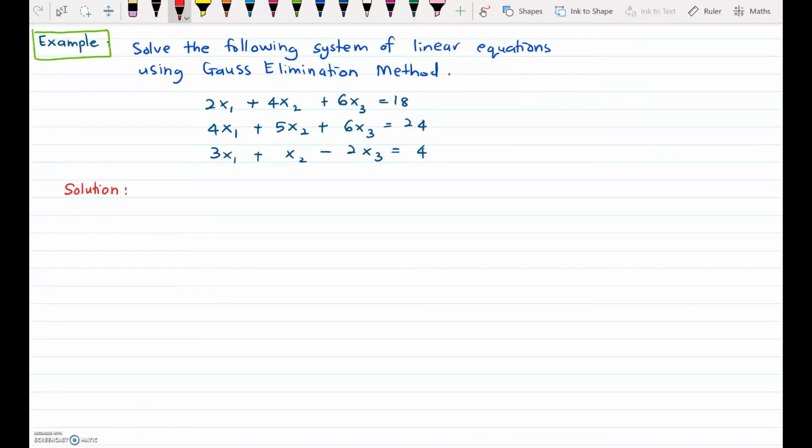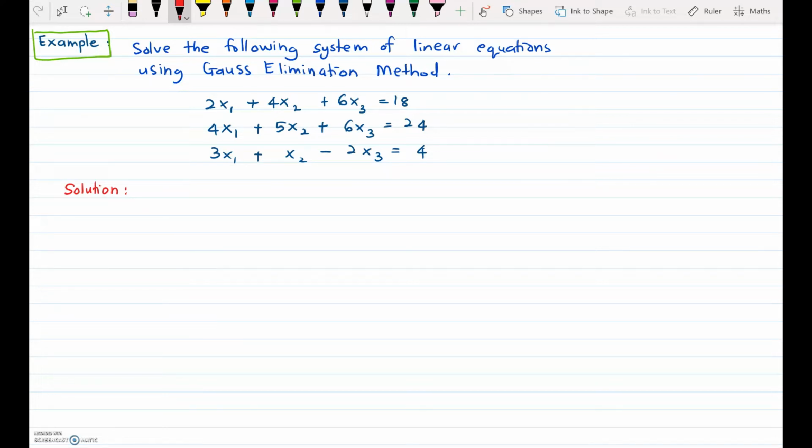Now let's look at an example. Solve the following system of linear equations using the Gauss elimination method. We have three equations with three variables x1, x2 and x3. The first equation is 2x1 plus 4x2 plus 6x3 equals 18, then 4x1 plus 5x2 plus 6x3 equals 24, and 3x1 plus x2 minus 2x3 equals 4.